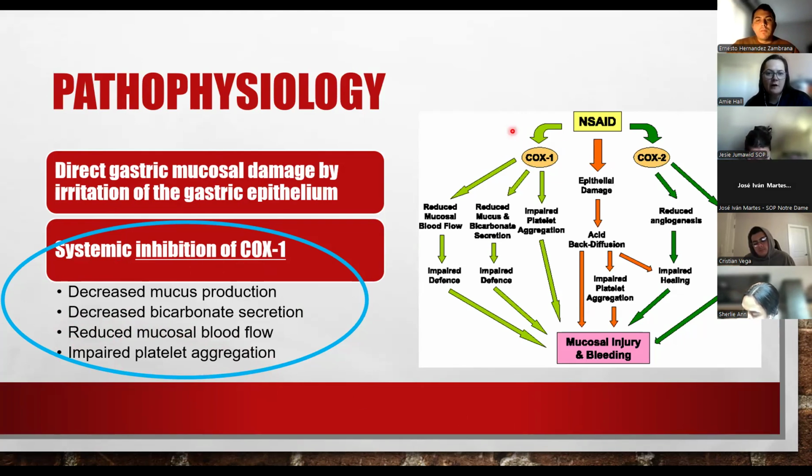All right, so you see COX-1 here and what the NSAID does to COX-1, and we end up getting mucosal injury and then increased risk of bleeding from all of that. So it's the inhibition of COX-1 that leads to the increased risk of ulcers in patients who are on NSAIDs. Important concept to know: it's not just the irritation that's happening from the drug in the stomach, it is the inhibition of COX-1 that causes the damage and an increased risk of bleeding and ulcers for patients who are on NSAIDs.